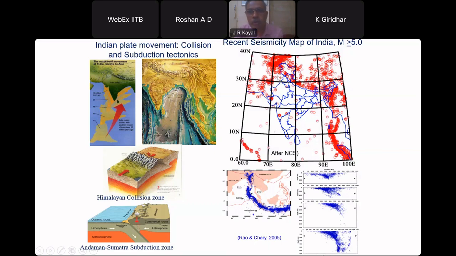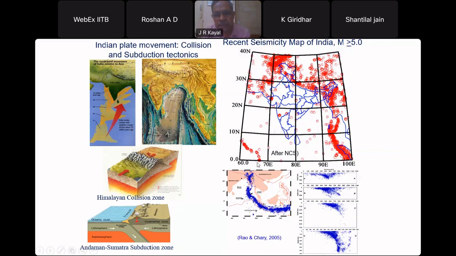When you come to the seismicity of the Indian plate, you can see earthquakes all along the Himalaya, the Hindu Kush zone, the syntaxis zone, Northeast India, and the Andaman Sumatra subduction zone. Along the Carlsberg Ridge also there are earthquakes, the demarcation of the Carlsberg Ridge being somewhere here. So these are interplate earthquakes in the collision zone and interplate earthquakes in the subduction zone. But in the interior of the plate, we are getting intraplate earthquakes.